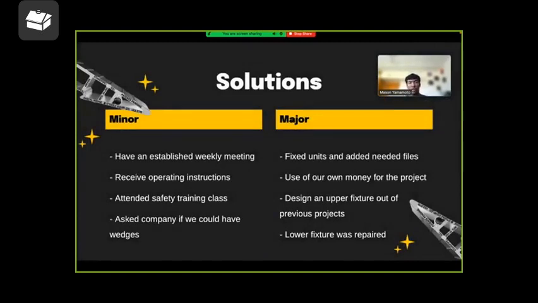Some of the solutions that we did were establish weekly meetings with each other, receive operating instructions from our professor Carl Hoover, and attend safety training classes. We also asked the company if we could have wedges, so we got 6 wooden wedges and 6 aluminum wedges. And for major problems, we fixed units and added needed files. We used our own money for the project, and we designed upper and lower fixtures.